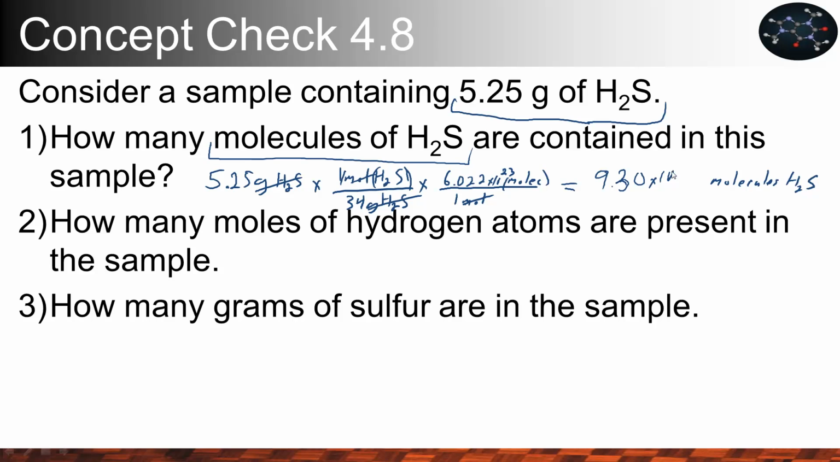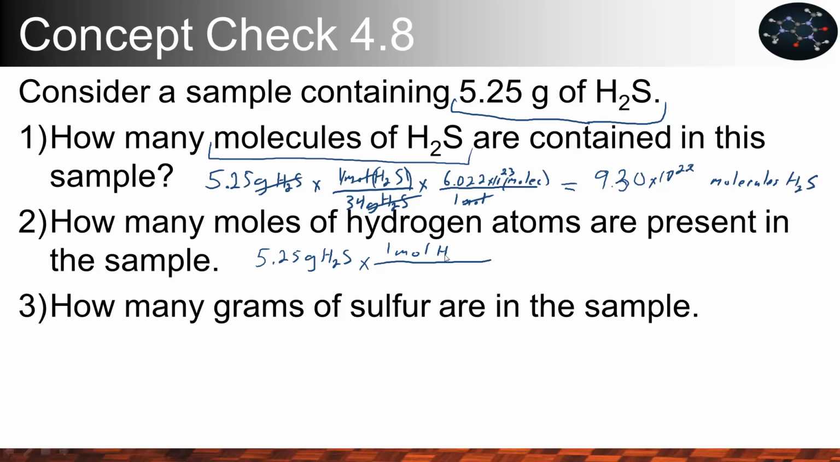9.30 times 10 to the 22nd power molecules of H2S. Alright, well that's good. But how many moles of hydrogen atoms are present in that 5.25 grams of H2S? Same idea here. I get one step at a time closer to my answer. If I know the count number of hydrogen atoms, or of H2S molecules, I can use the 2 hydrogen atoms for every 1 hydrogen sulfide molecule ratio, and I can calculate this answer out.